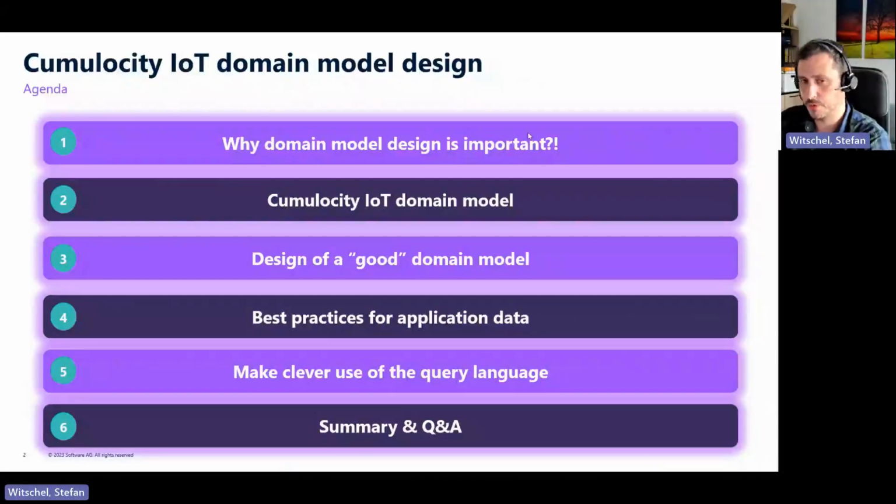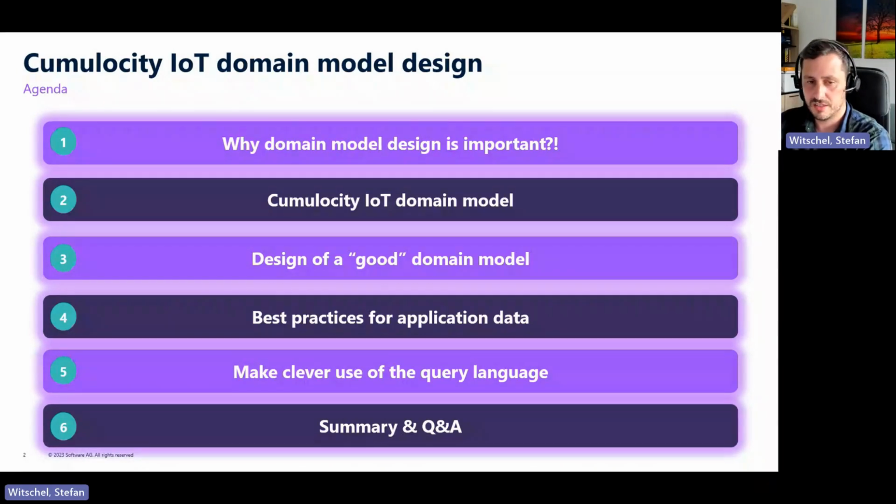About today, what I want to show you, we have some agenda points we have to cover. First of all, I would start with why domain model design for Cumulocity IoT is important at all. Why should you do that? What is the Cumulocity IoT domain model? What is actually defined as a domain model for Cumulocity IoT? As a third point, I will cover how to design a good domain model based on my experience and the experience of some other colleagues. Then I will share some best practices for storing application data, like microservices, or storing additional data for web UIs or any other kind of data which is not in the context of devices.